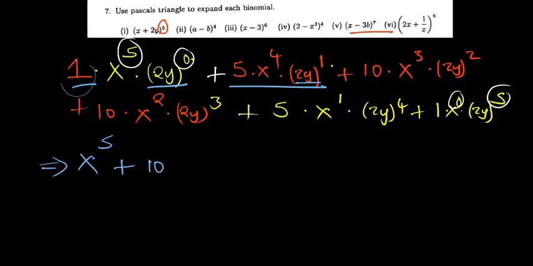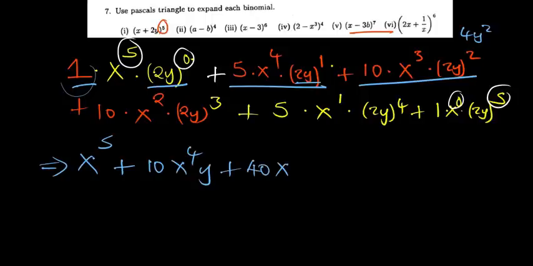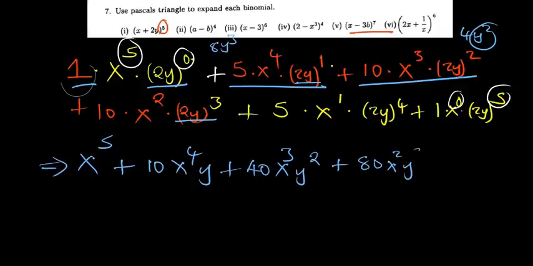that's going to be 10. In terms of 5 times 2 is a 10, and then I can say x to the power 4, and then y there, and then plus. Now 2y squared is going to give us 4y squared. 4 times 10 gives us a 40. So we've got 40x to the power 3, and then y to the power 2. Okay. At this point, 2y to the power 3 is going to be like 8. Y to the power 3. 8 times 10, that's 80. X squared, y to the power 3.